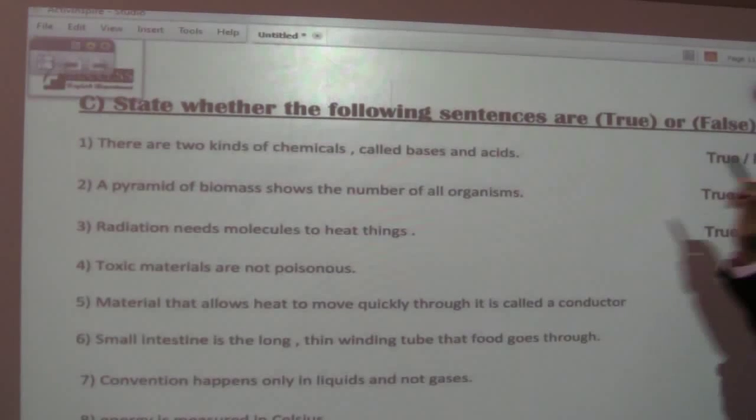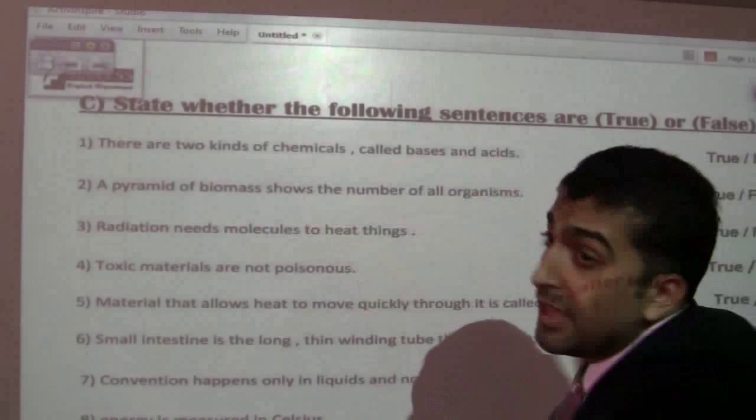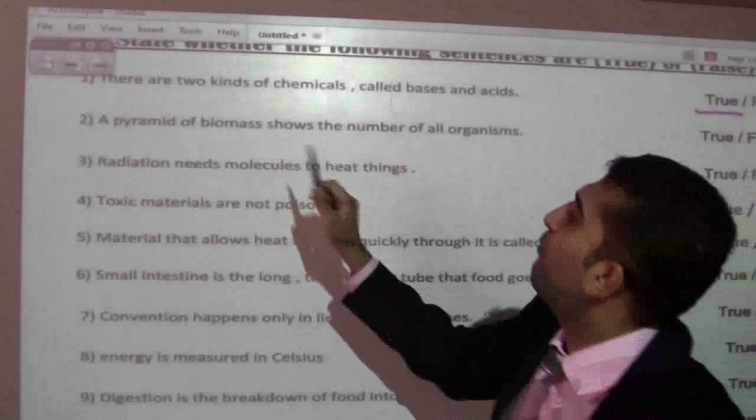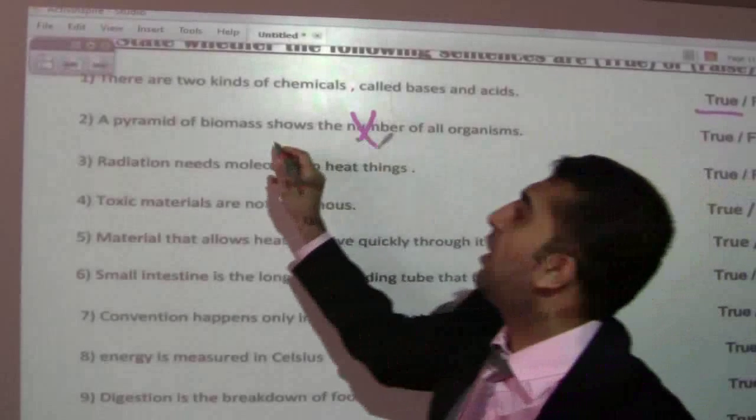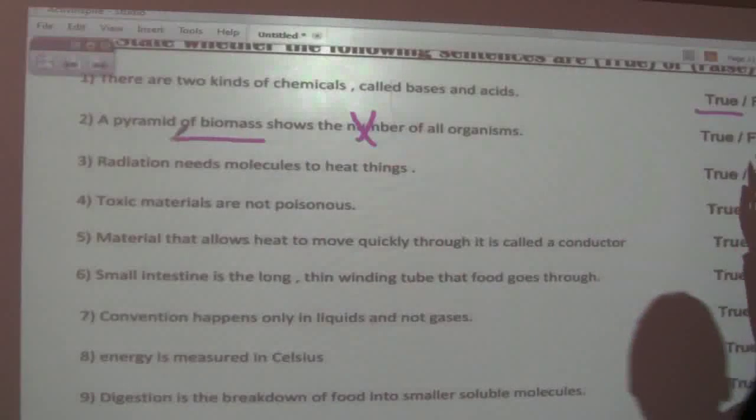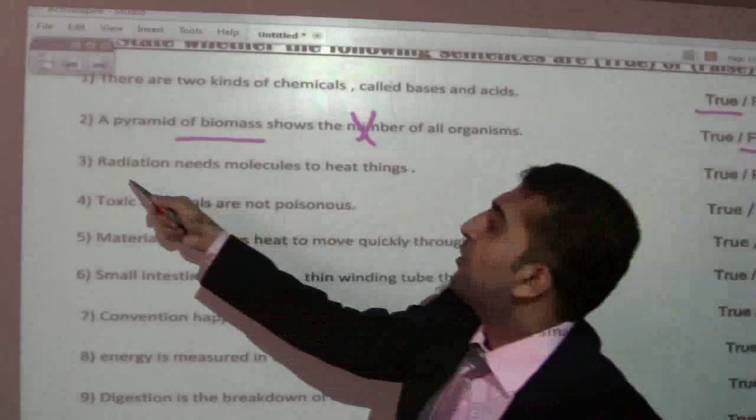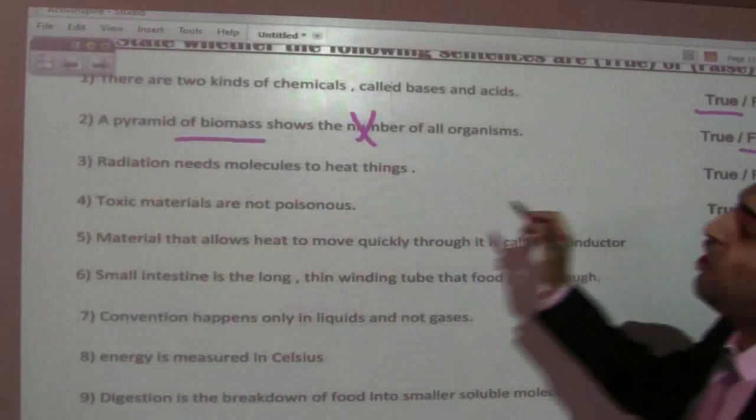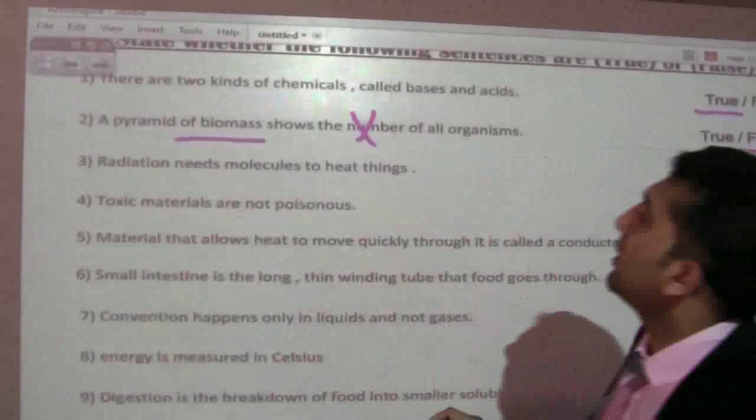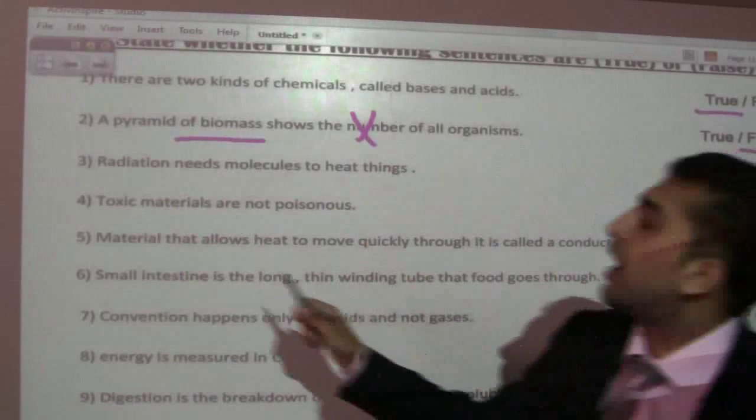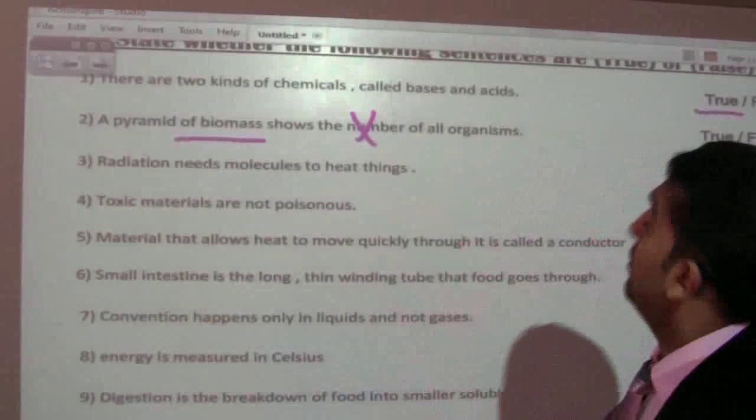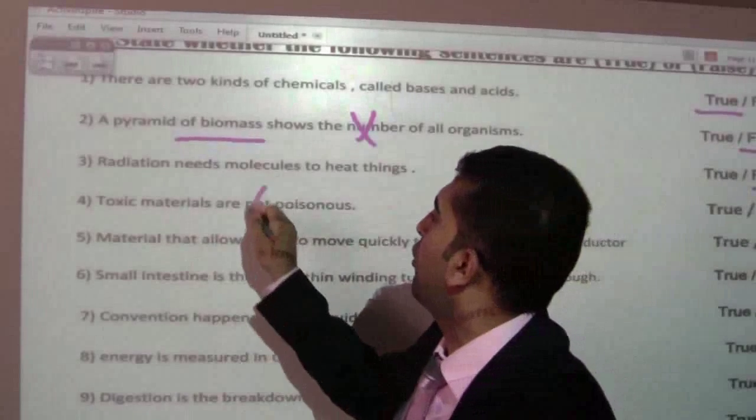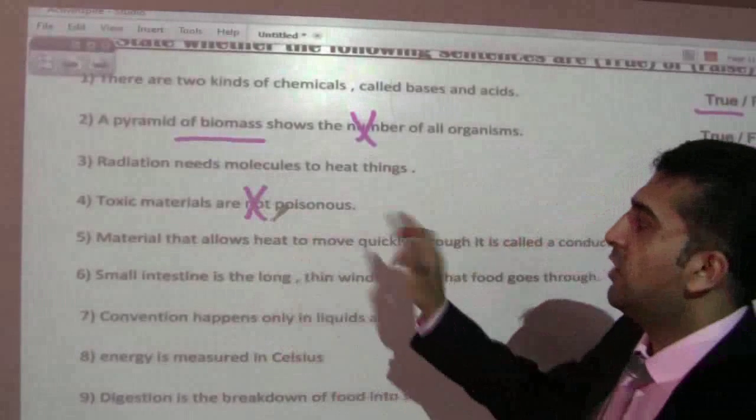Here, true or false? There are two kinds of chemicals called bases and acids. Yes, true. Question number 2. A pyramid of biomass shows the number. No, because the pyramid of biomass shows the mass. It's false. Number 3. Radiation needs molecules to heat things. No, it's false because radiation doesn't need molecules to heat things. Number 4. Toxic materials are not poisonous. No, toxic materials are poisonous.